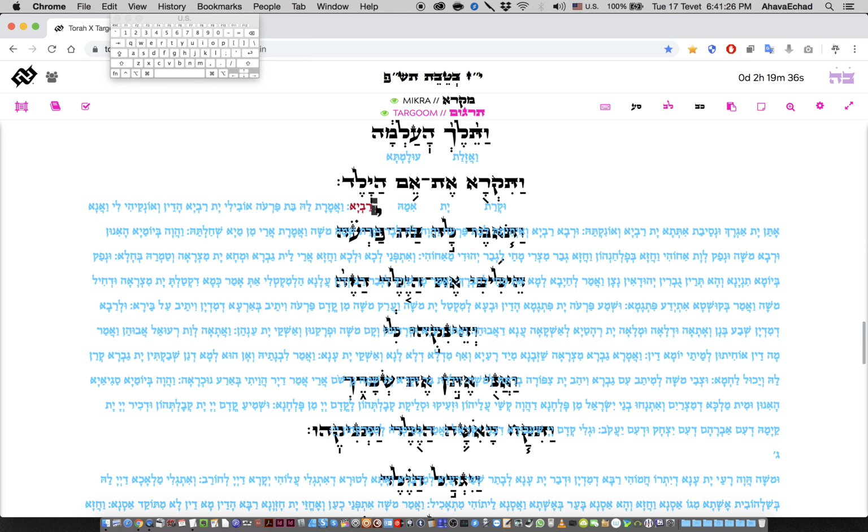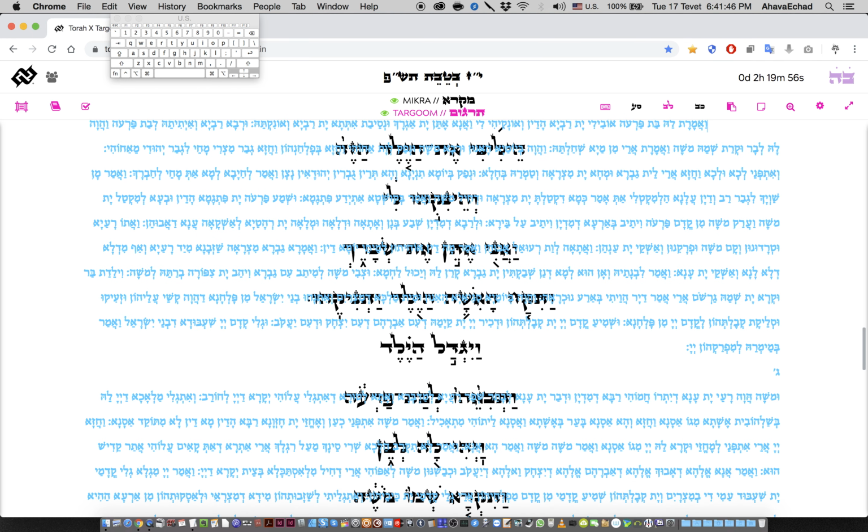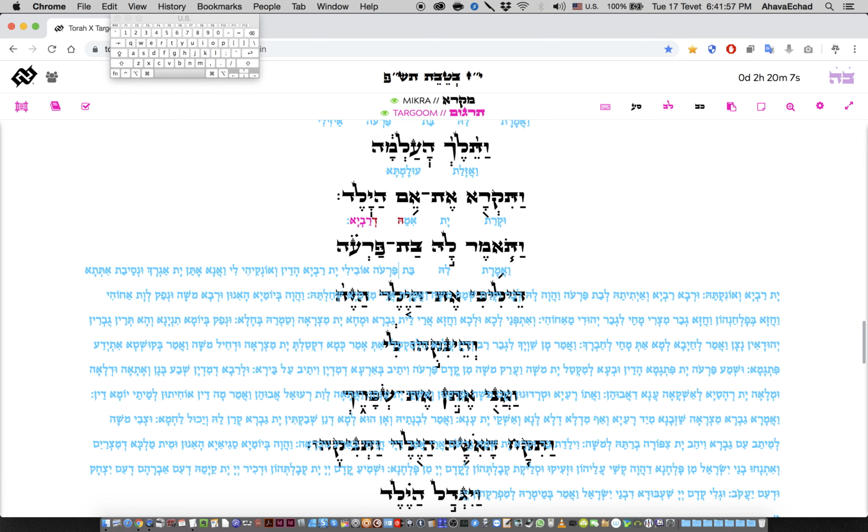The mother, but again, Ravya is the word Rav, which is to grow. Imeh is his mother. Et em hayeled, again, how the Targum. Vatomer la bat Paro, and says to her, and says to the mother of this child.